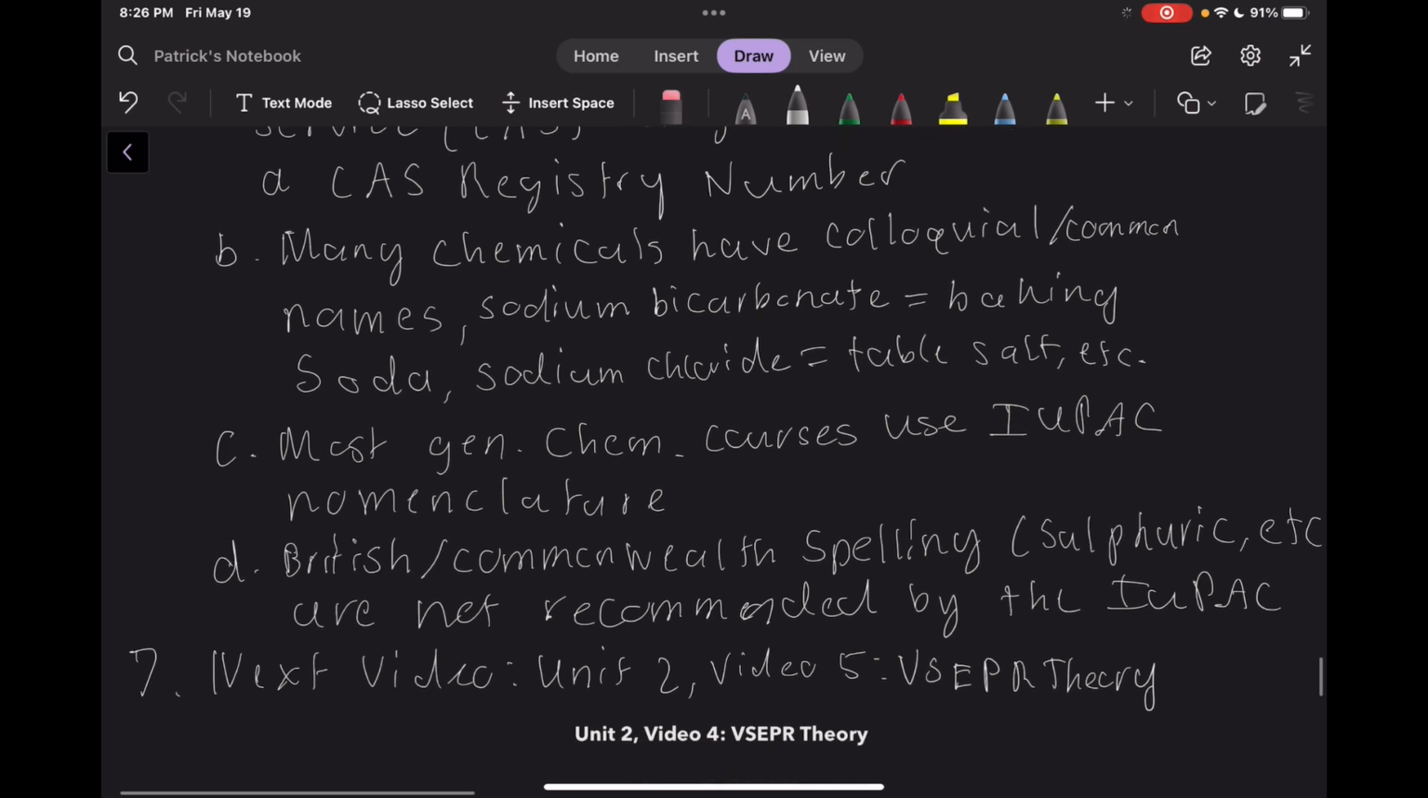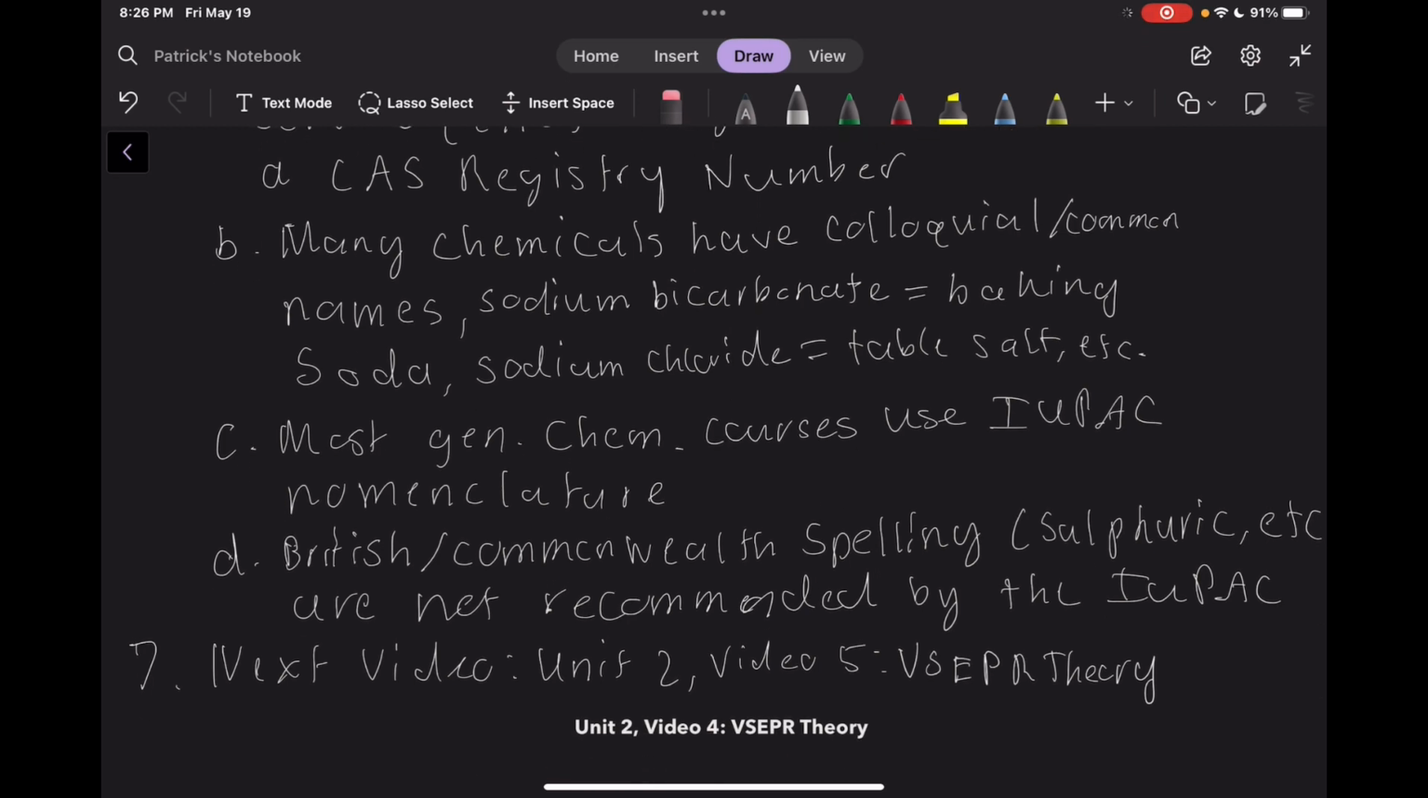In our next video, Unit 2, Video 5, we will introduce the VSEPR theory of molecular geometry.